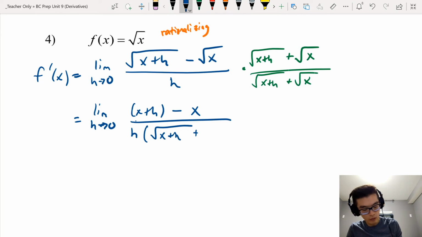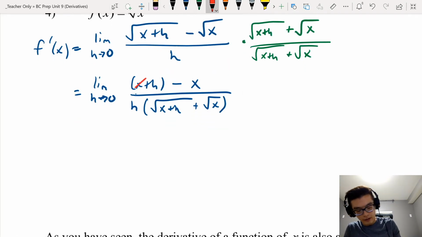Remember, what's your goal for the denominator? You want that h to basically cancel out. So keep it alone by itself. You'll see maybe in a second why. We'll see certain things cancel out here. Same thing, write the limit again.